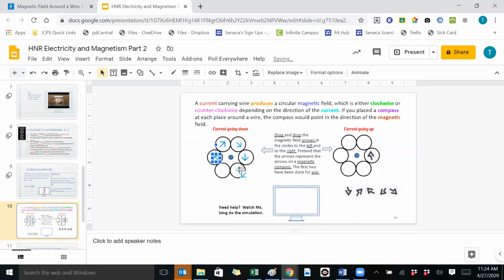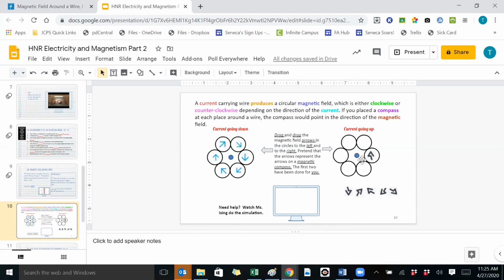Get these just right. There we go. Took me a second. Okay, so we saw here that when the current is going down, it is moving in a clockwise pattern. So I'll just move my arrows to represent the clockwise pattern.